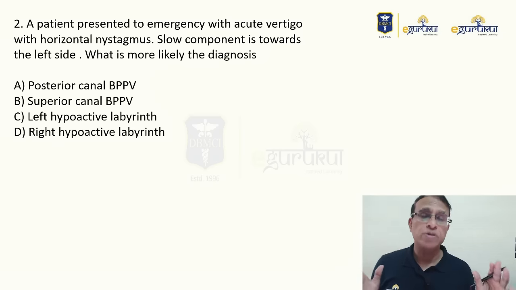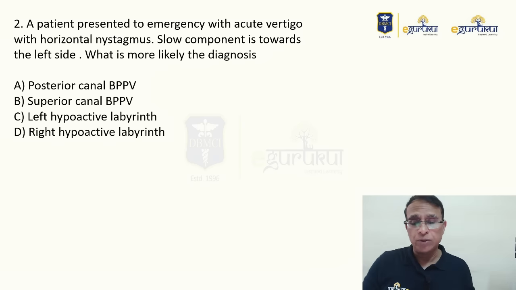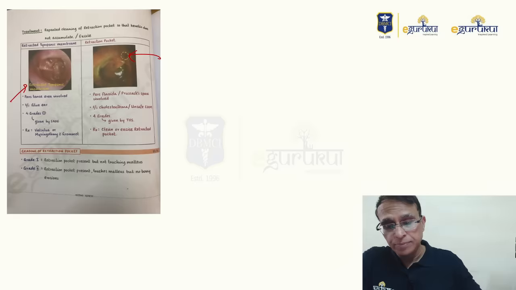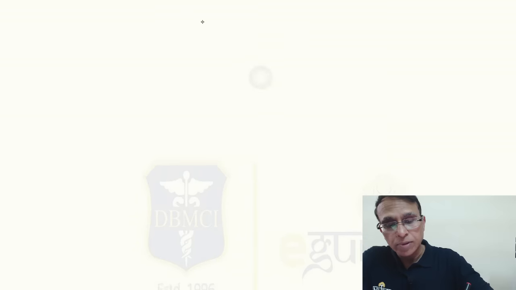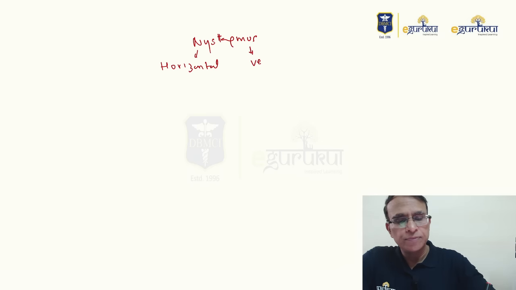If you have watched the eGurukul app, that chapter on the caloric test and the chapter on BPPV, then you will be able to answer this very easily. Now, nystagmus can be horizontal or vertical, even rotatory.